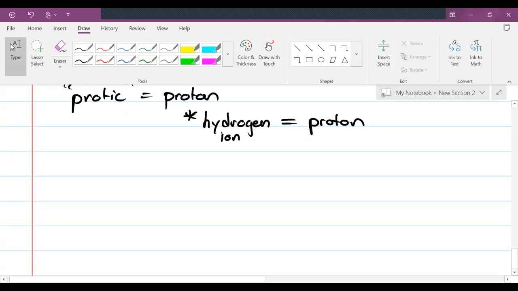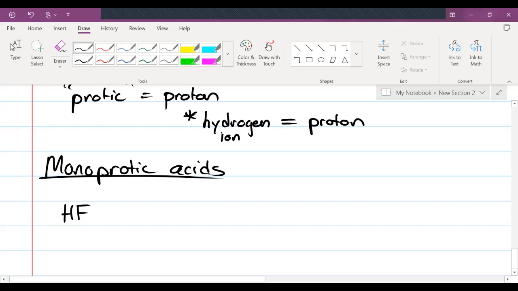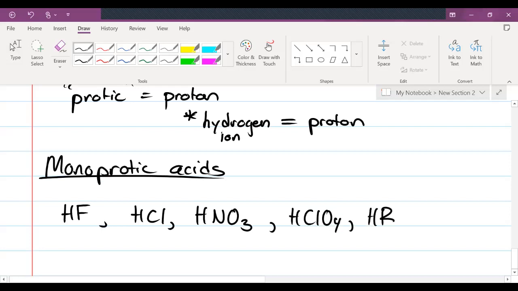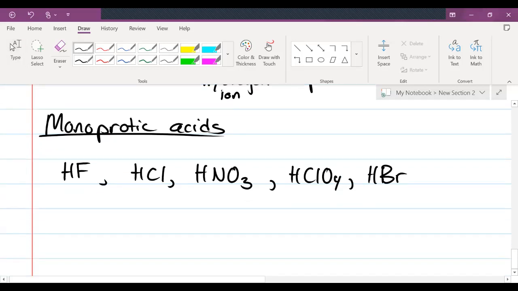If you have an acid that only has one hydrogen ion, that is called a monoprotic acid. So, monoprotic acids include HF, HCl, HNO3, HClO4, HBr. What do they all have in common? They only have one hydrogen ion. And what's the prefix for one? Mono. That's right, monoprotic.